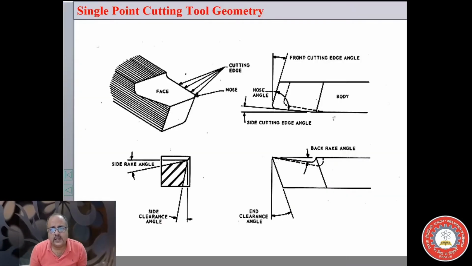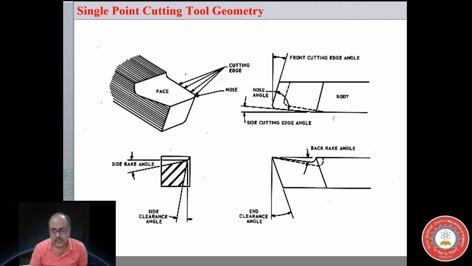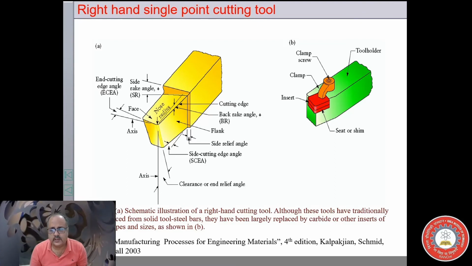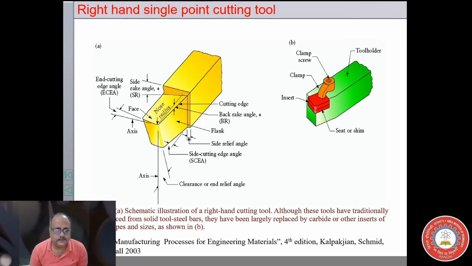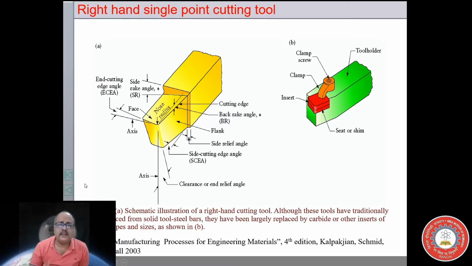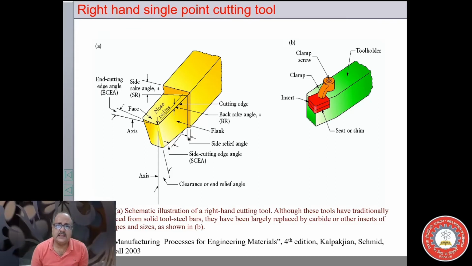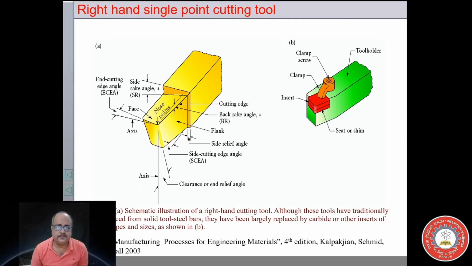So this is how a single point cutting tool looks. I'll go into a better diagram. So this is a figure of a single point cutting tool which I have taken from Kalpakjian book. So here, remember there are 6 angles which are important for us to know, and these 6 angles along with the radius of the nose define a single point cutting tool uniquely. So what are the 6 angles?